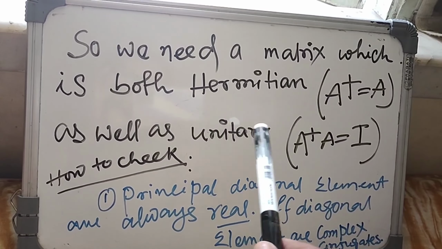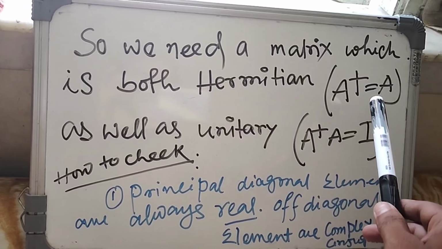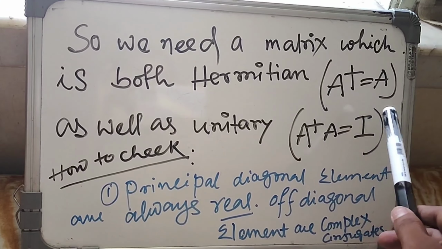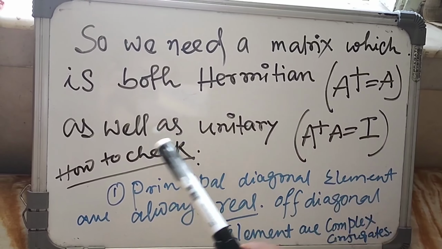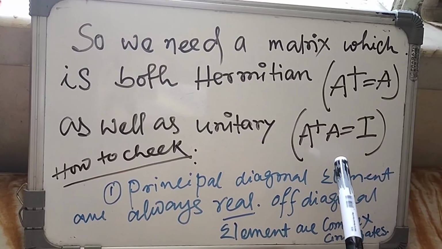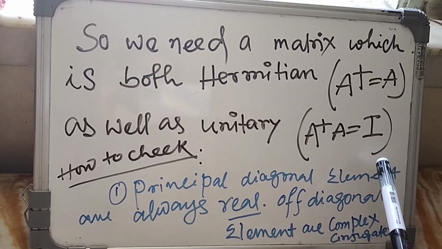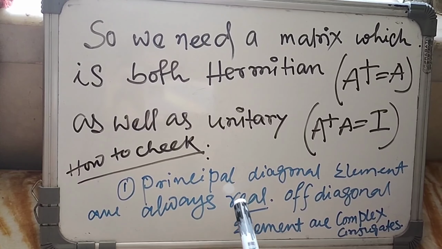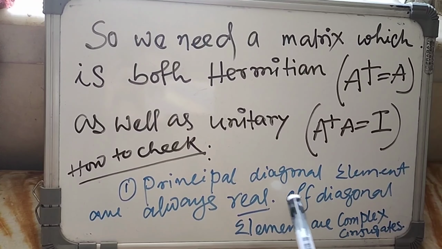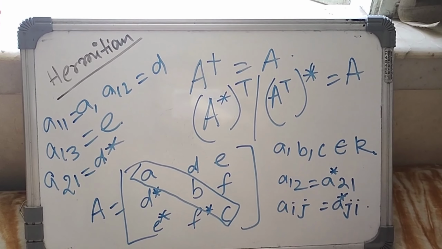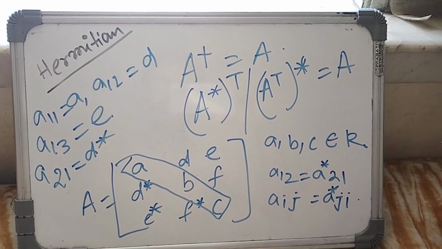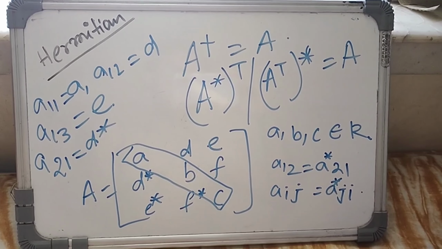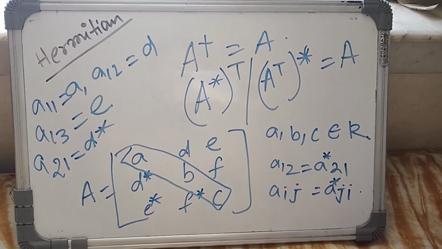So we need a matrix which is both Hermitian as well as unitary. Hermitian means A dagger equals A, where A dagger means the complex conjugate transpose, or the transpose complex conjugate, equal to that matrix. Unitary means A dagger times A equals the identity matrix. How to check? The principal diagonal elements of a Hermitian matrix are always real. For the off diagonal elements, Hermitian means A dagger equals A.